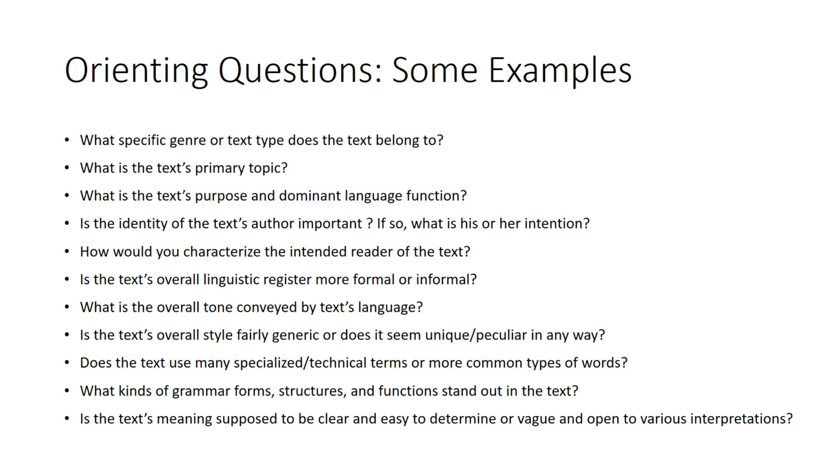Is the text's meaning supposed to be clear and easy to determine, or is it supposed to be vague and open to various interpretations? So these are examples of orienting questions that you should ask of the text, about the text, before you ever sit down and start to translate. So don't skip the step of the orienting questions.